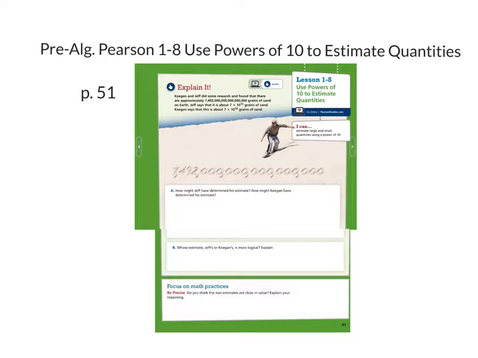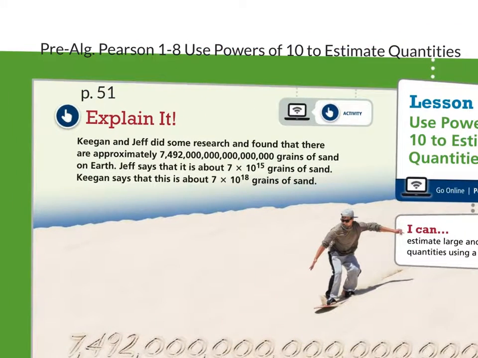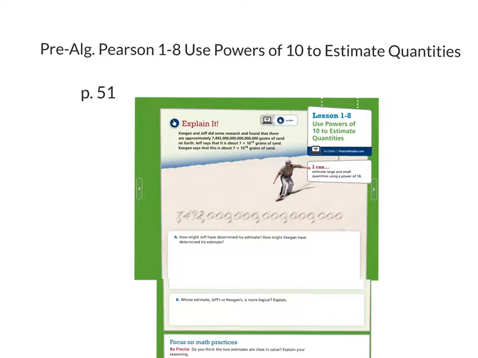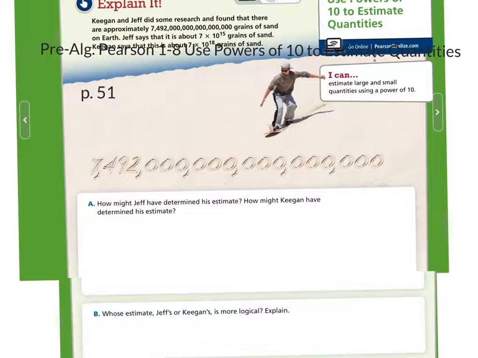Page 51, we're going to look at lesson 1.8, which is on using powers of 10 to estimate quantities. Keegan and Jeff did some research, found there are approximately this many grains of sand on Earth. I'm not sure who counted all those, but anyway, Jeff says it is about 7 times 10 to the 15th grains of sand. Keegan says it is about 7 times 10 to the 18th grains of sand. So how might Jeff have determined his estimate? How might Keegan have determined his estimate? And then which one is more logical?